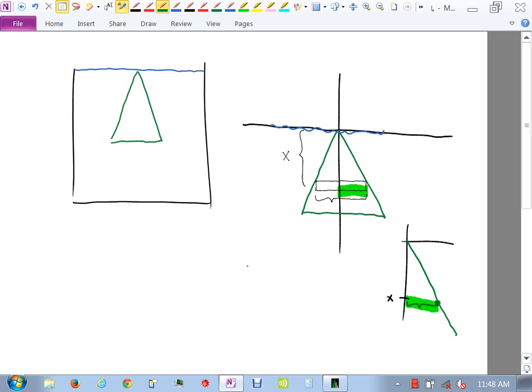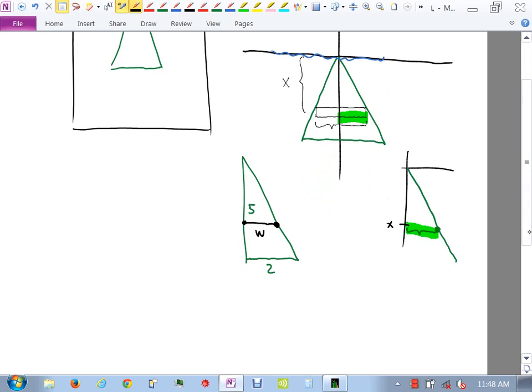How long was our triangle total? How deep was it? 5. And then over here, if I'm just drawing half the triangle, it would be 2, right? So the question would be, what would this distance from some arbitrary point over here be to here? If I call that, let's say, W. Aren't those similar triangles? You don't need the angle.